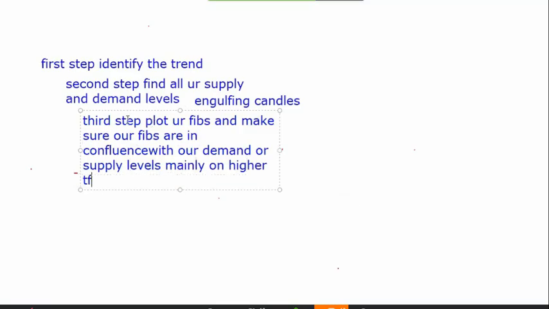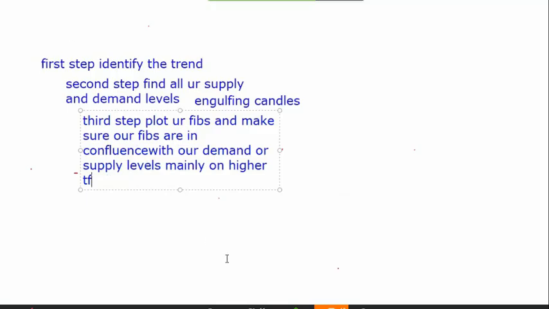Okay. So guys, the first step is you need to identify the trend. You need to know where you are in the trend. Second step, find all your supply and demand levels. That would be what our endowment candles. The third step would be you have to plot your fibs according to what you identified here in the trend, whether we are in an uptrend or a downtrend, right?